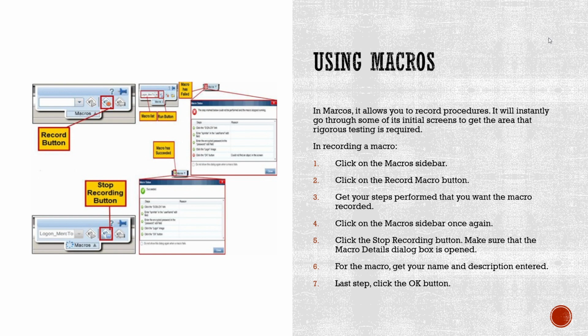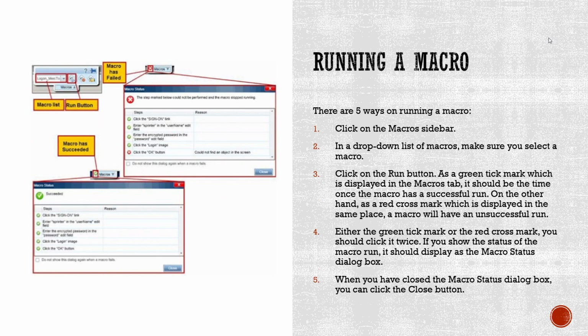Make sure that the macro details dialog box is opened. Enter a name and description for the macro. Last step, click the OK button. Running a macro. There are 5 ways of running a macro. Click on the macro sidebar. In the drop-down list of macros, select the macro. Click on the Run button.